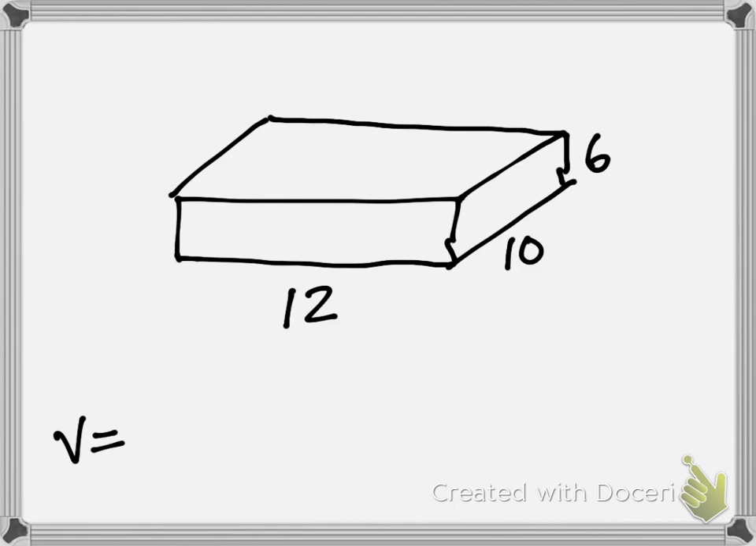In your notebooks, I want you to find the volume of this figure right here. So we've got a rectangular prism with a length of 12, width of 10, and height of 6. Nathan, what'd you get as your answer for the volume? He says it's 120. Oh, 720. Sorry. He says it's 720. What method did you use to get that number?